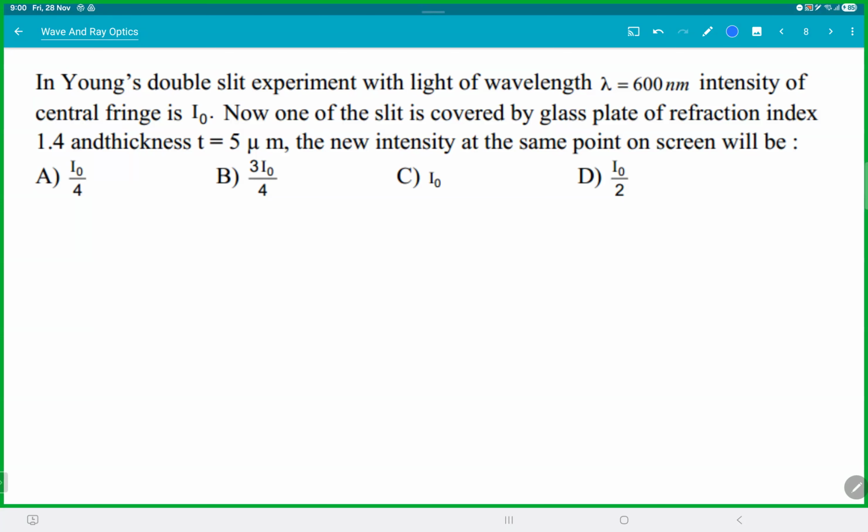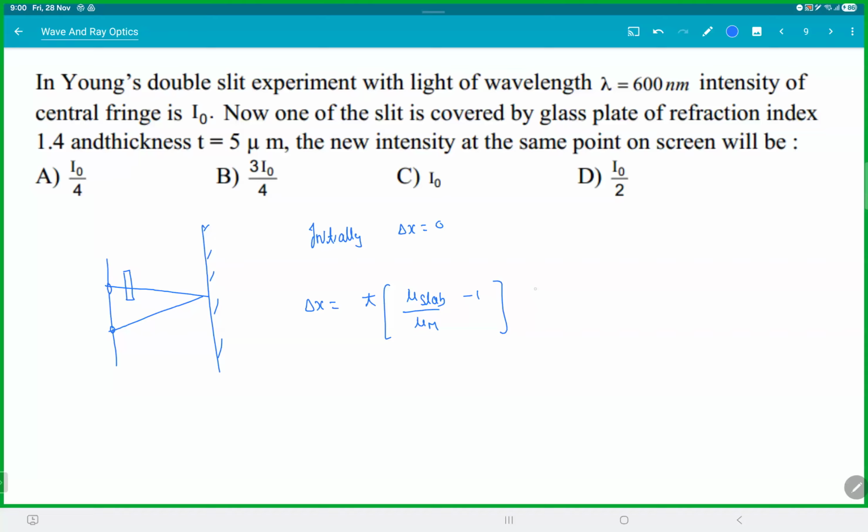Yeah, is the answer. You guys got it. So we got a slit here. You took a slab and kept it in front of the slit. So you're talking about this point ka path difference. Initially, the path difference used to be 0. So after keeping the slab, the new path difference will be because of the slab only, which is T into mu slab by mu medium minus 1. They didn't talk anything about the medium, so we'll take it as vacuum.